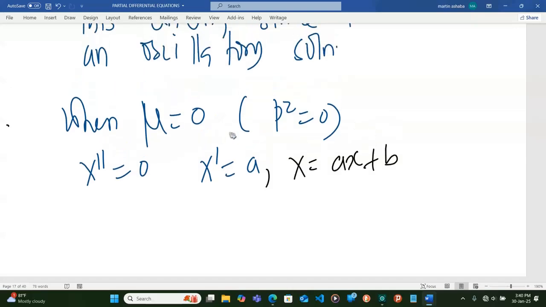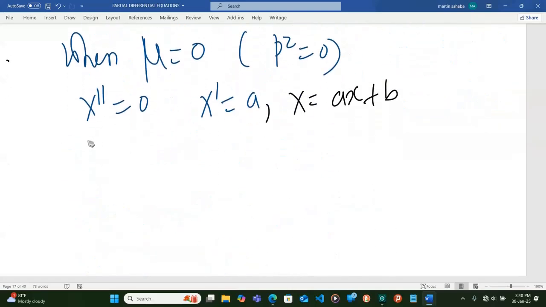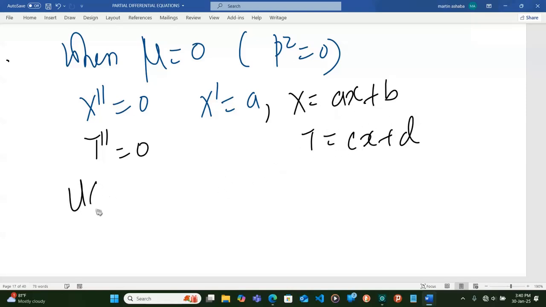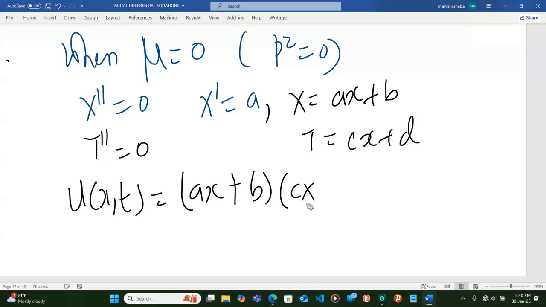And then t. If I have t also equal to 0, then maybe t is equal to cx plus d. So if I multiply these two, I'll find that generally I will not get a solution that is desired. You can look at it. So u x t equals ax plus b into ct plus d.